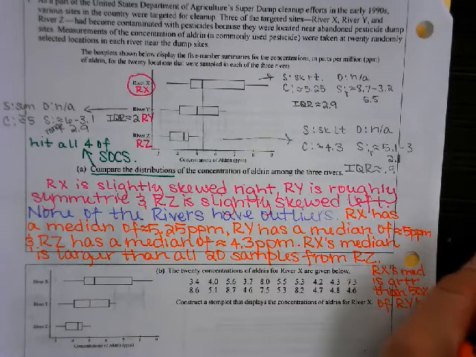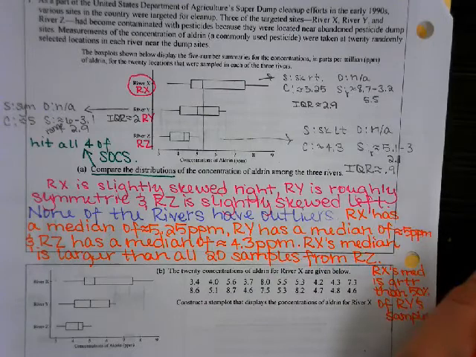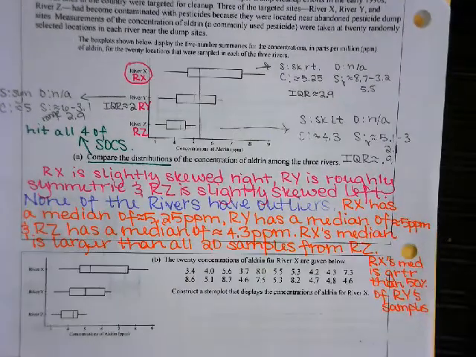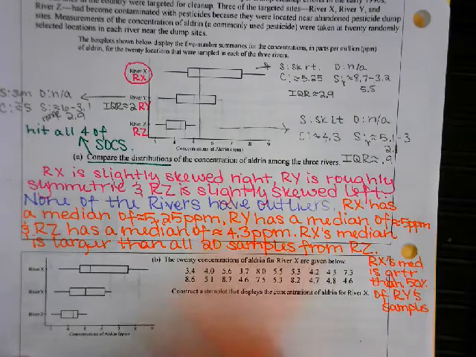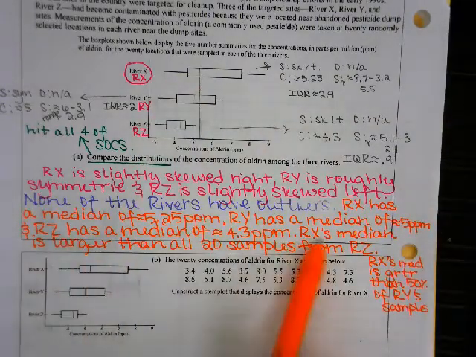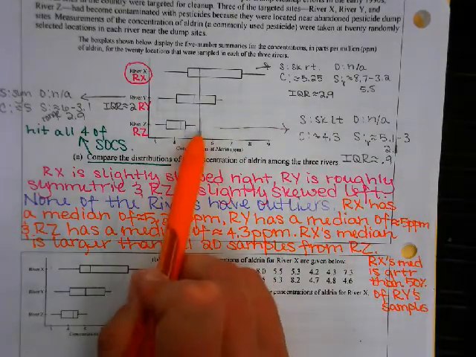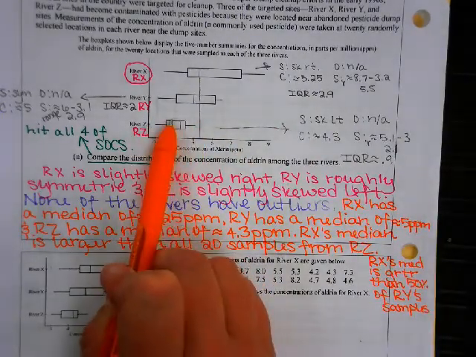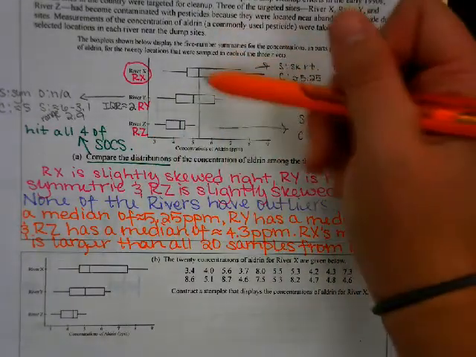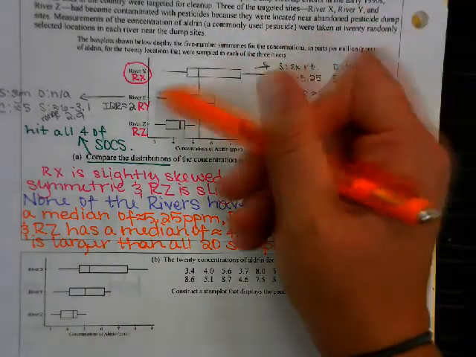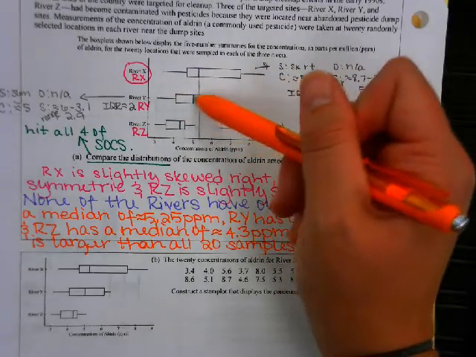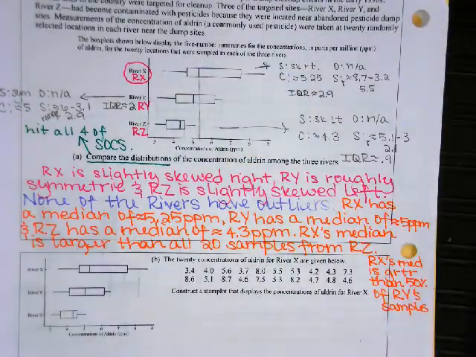Am I off the board? No, so River X's median is greater than all 20 samples from River Z, because here's my median from River X, and it's about the whole box plot. The median from River X is bigger than 50% of River Y's data or samples. Questions? Did your back pop? Okay.